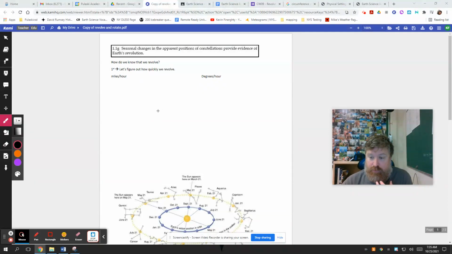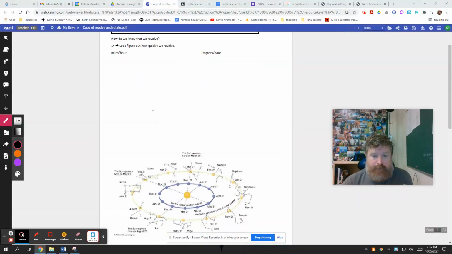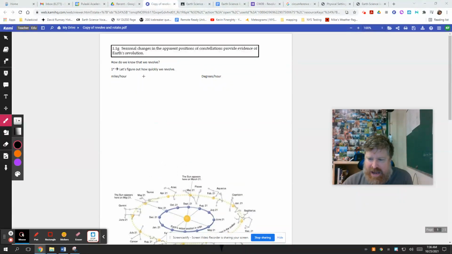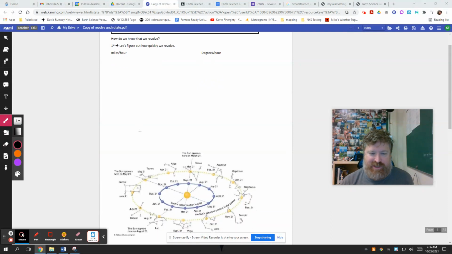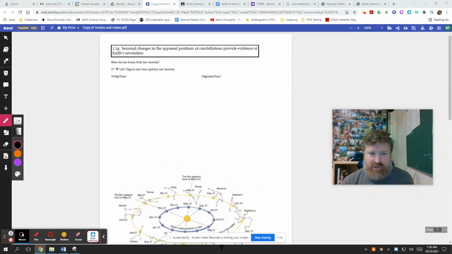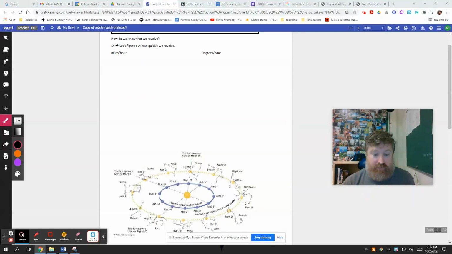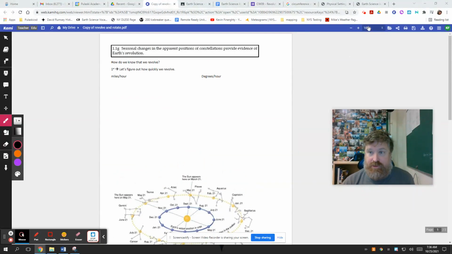So let's figure out how quickly we revolve, which this part I'm going to say is not a number you would have to memorize. This is kind of just cool trivia, if you consider it that. So, how could we do this, though? Which I do think is kind of an interesting way to think about Earth science. How could we figure out how fast we're going? We would need the circumference of this, and then we would need how much time it takes, and then we're good to go. So, how do we figure out the circumference of Earth's orbit?